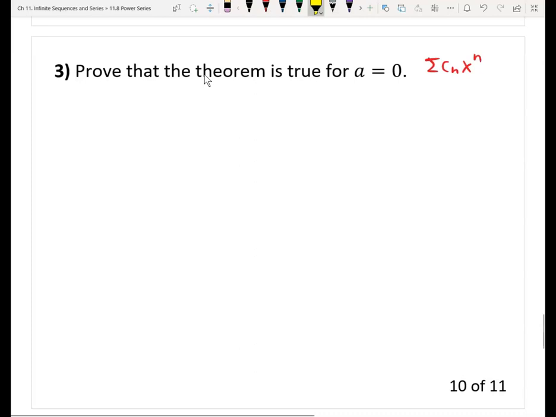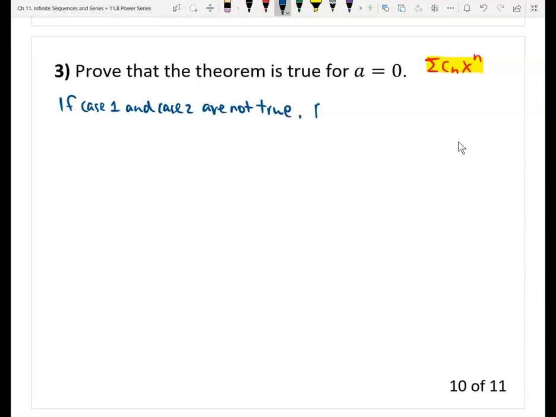Okay, all the 3 results. And remember, for case 1 and case 2, we provided the examples before, right? So we have to prove case 3, which means this: if case 1 and case 2 both are not true, then we need to prove case 3 is true.